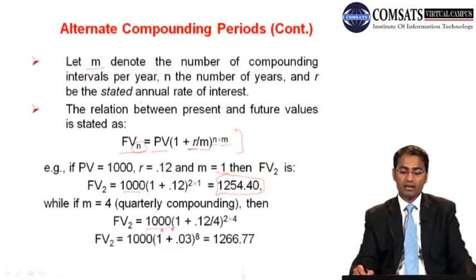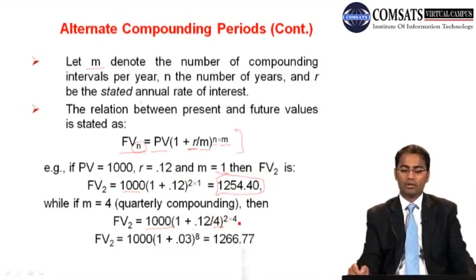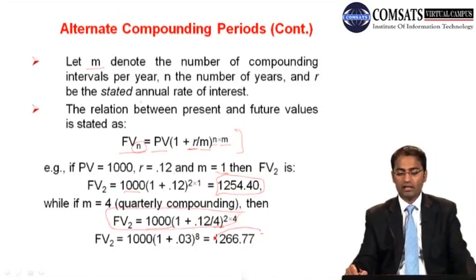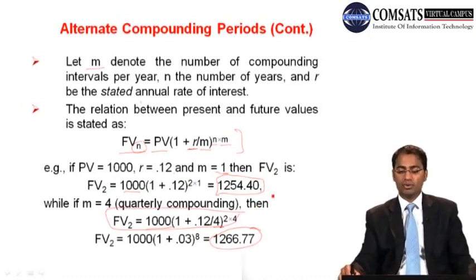be 1000 is the present value, and now by putting R as 0.12, 12% interest, and M is the compounding intervals, which is 4 because you have taken quarterly, so 4 and 2 multiplied by 4. So by calculating all these you come across the figure of 1266.77. Now see, there is a difference between these two.